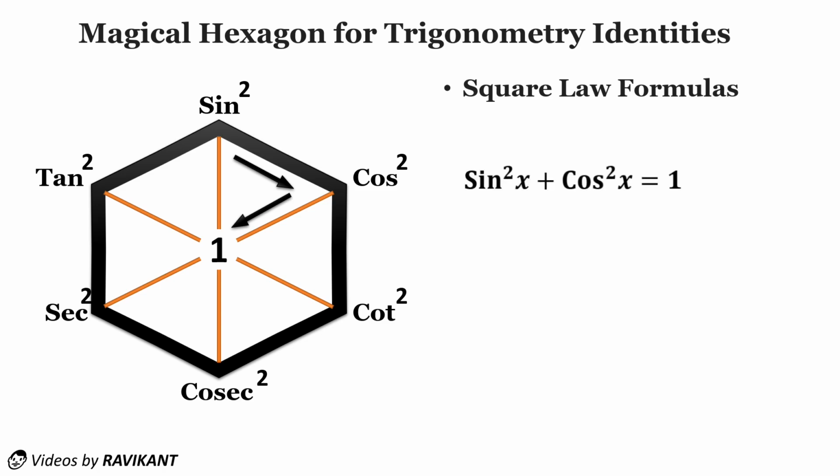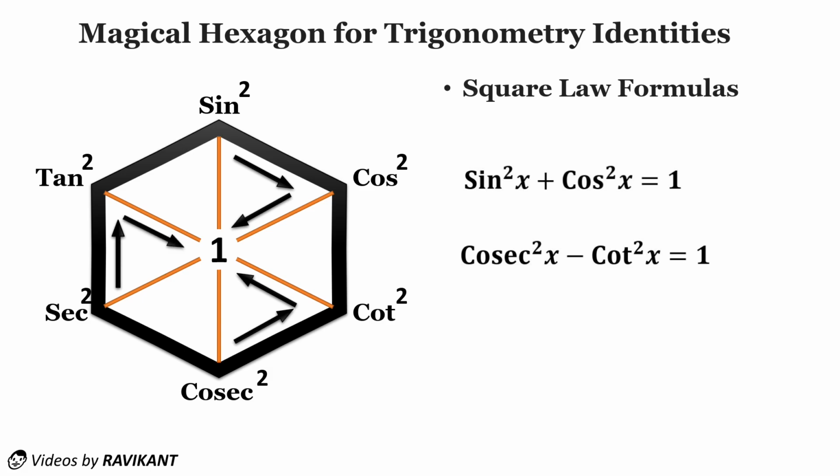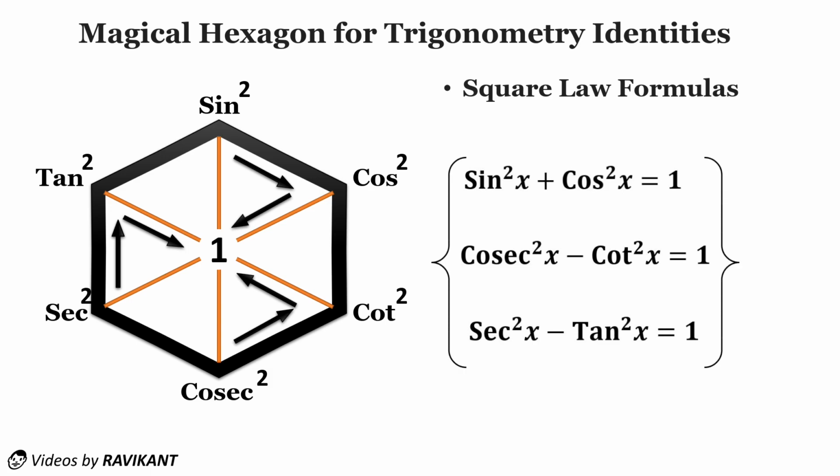Next start from cosec square and move towards 1 through cot square. Then we can write cosec square x minus cot square x is equal to 1. Next start from sec square and move towards 1 through tan square. Then we can write sec square x minus tan square x is equal to 1. So these are the identities that play an important role in trigonometry. These identities are also known as the base of trigonometry. You cannot solve questions until you remember these identities.